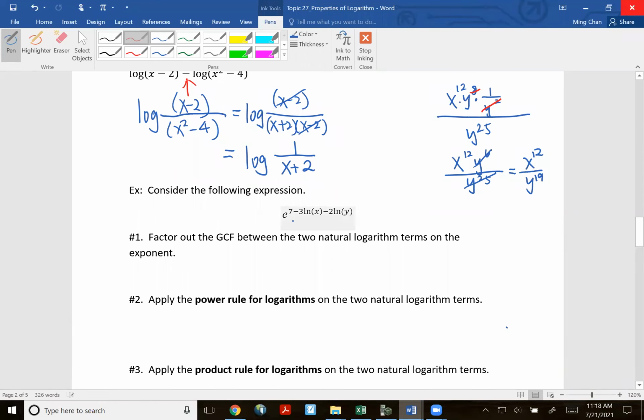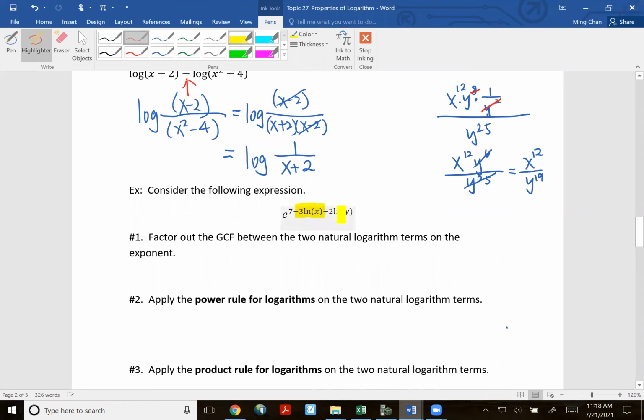Let's take a look at this example. E to the 7 minus 3 natural log of x minus 2 times natural log of y. All right. So we do need to condense, because I do have natural log involved on the exponent. Okay. So the steps are as follows. Factor out the greatest common factor between the two natural log terms on the exponents.